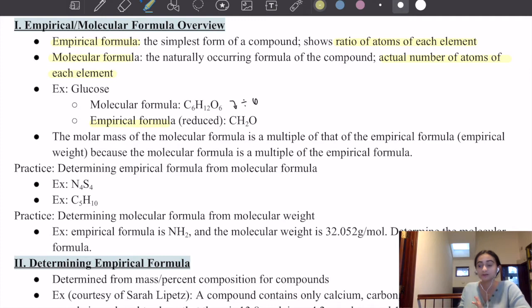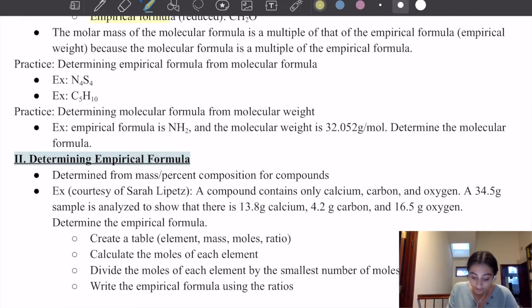Then we can also find the molar mass of both the empirical and the molecular formula. And the molecular formula molar mass will be a multiple of the empirical formula's molar mass, because the molecular formula is just the empirical formula times a number. If the molecular weight is 4 times the empirical weight, that means that the molecular formula is 4 times the empirical formula. So that is the number you would multiply the empirical formula by in order to get the molecular formula.